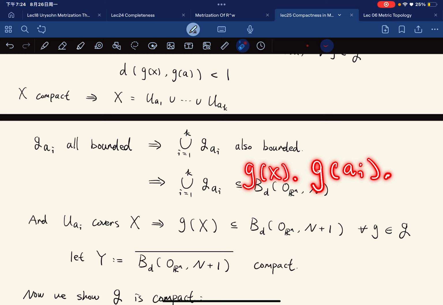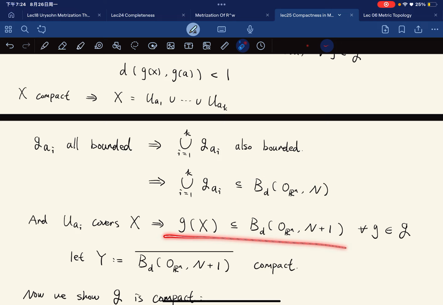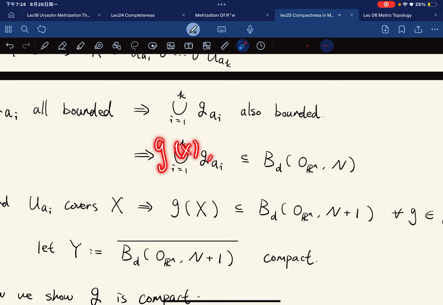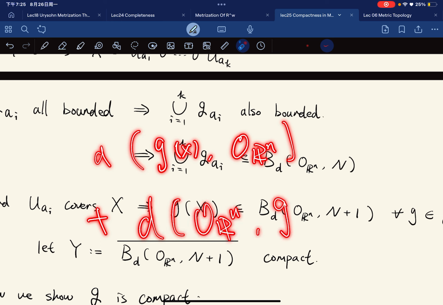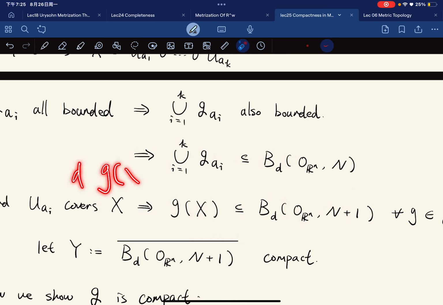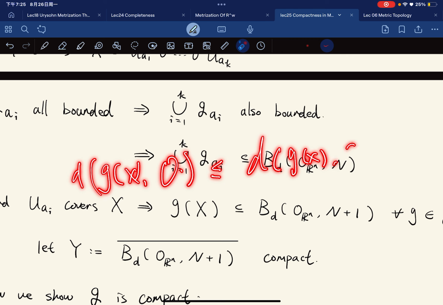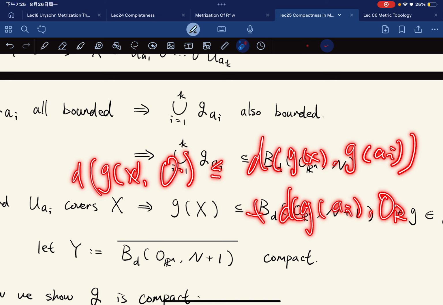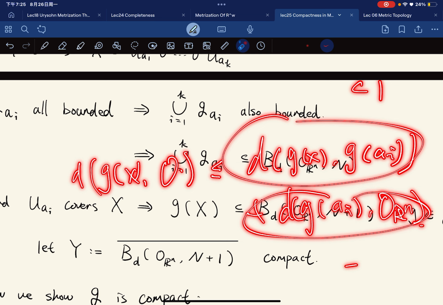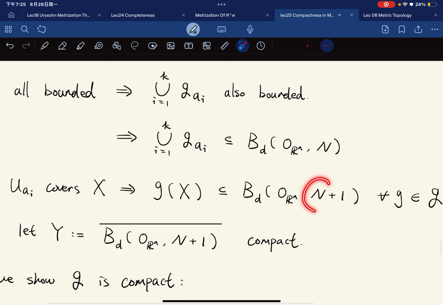And we just use the triangle inequality because this is true, right? This is true, and we also have this is true, so that this is done. For any x, the distance between g(x) and 0 is less than or equal to the distance between g(x) and g of some a_i plus, by the triangle inequality, the distance between g of some a_i and 0. So this is less than 1 and this is less than n, so it's less than n plus 1, okay?